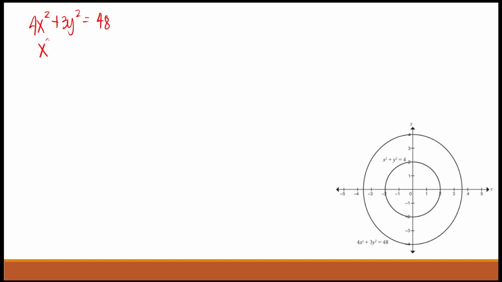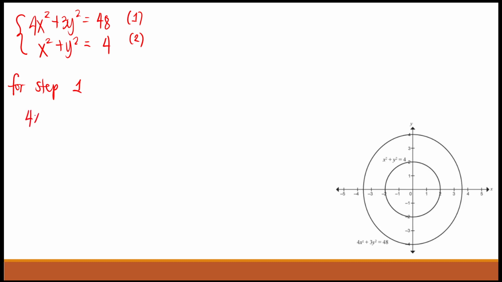X squared. So, actually, pwedeng kahit sinong variable ang eliminate natin kasi parehas ang degree, no? So, if you are going to eliminate x squared, anong gagawin natin?